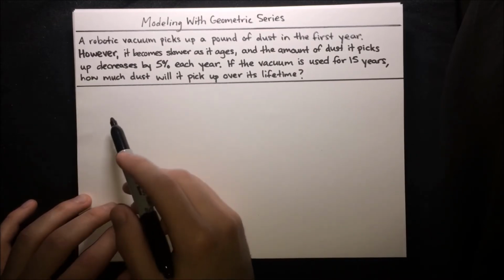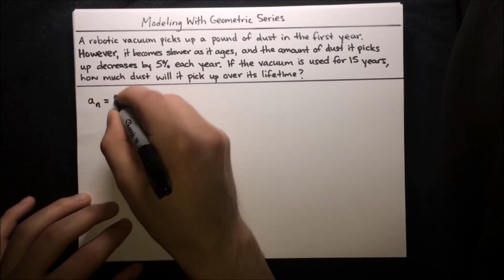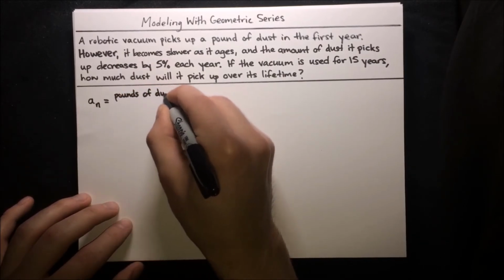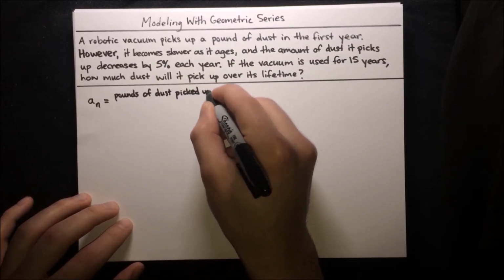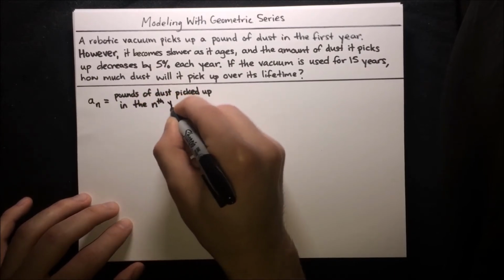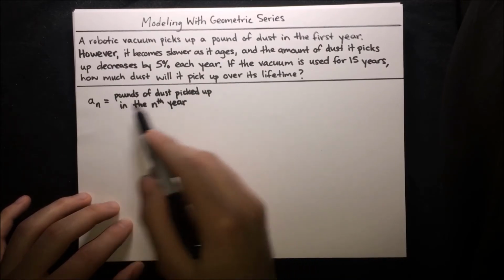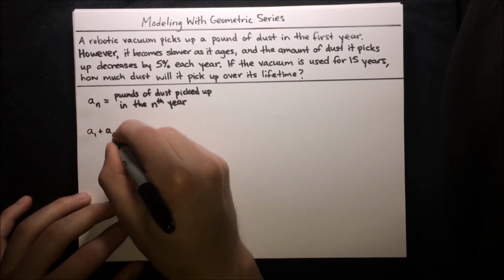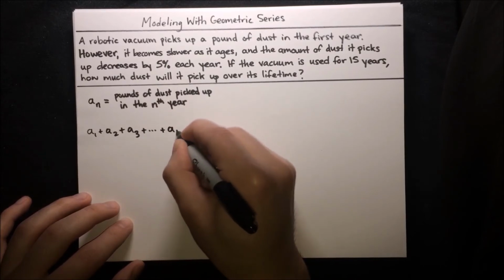Alright, so why don't we define a sequence here? Let's call the sequence a_n, and a_n will be the pounds of dust picked up in the nth year. And we want to add up all of the dust picked up from year 1 through year 15. So let's write that down. A1 plus A2 plus A3 plus so on all the way up to A15.